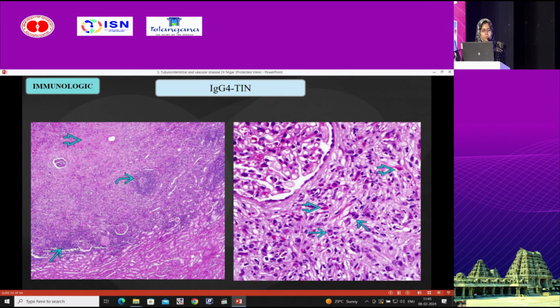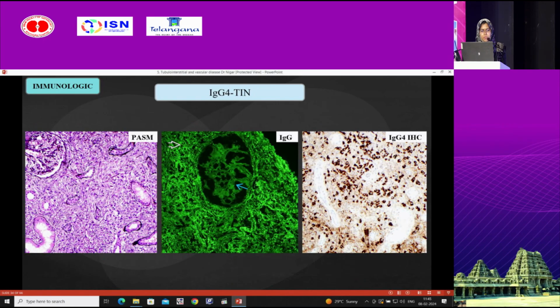IgG4-TIN is a mass-forming lesion again, and this is a nephrectomy specimen where we can see that the inflammation is concentrated mostly around the periphery, and towards the center of the lesion there is a more dense fibrosis. We can see that there is also some lymphoid follicle formation. The infiltrate is mostly composed of plasma cells and some eosinophils, but granulomas are never seen.